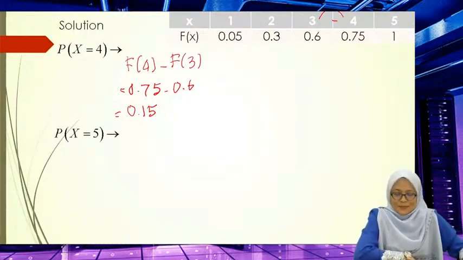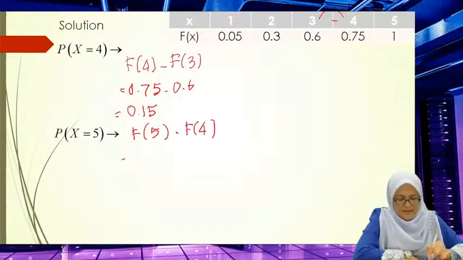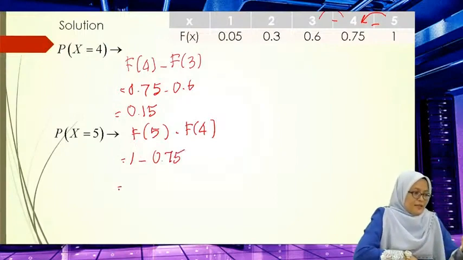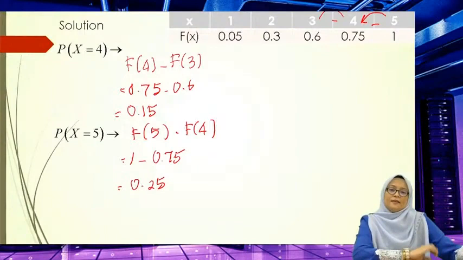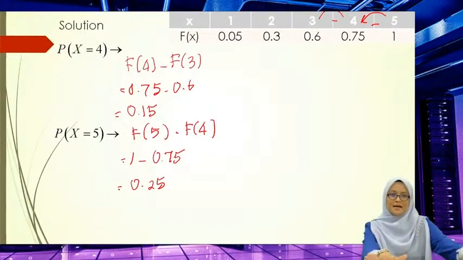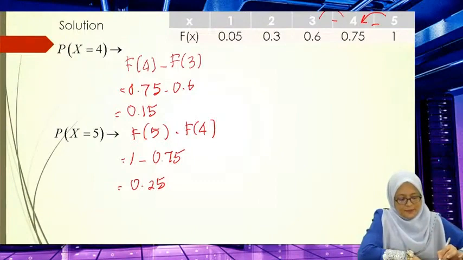Okay, so then last one, probability X equal to 5. So kita ambil F5 minus F4. So F5 is 1. So ini F5 minus F4. So 1 minus 0.75. So kita dapat 0.25. Okay, so kita dah cari dah semua sampai X equal to 5. Then you tak boleh stop sampai sini. So you kena tulis balik dalam simbol function dia ataupun F kecil dia.